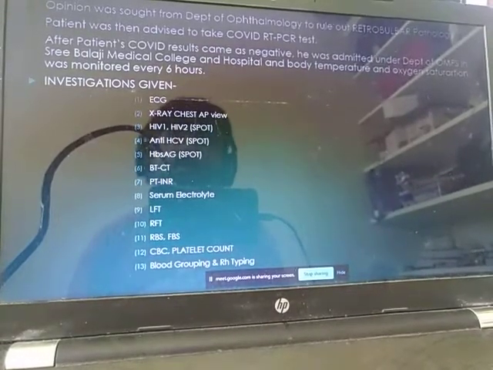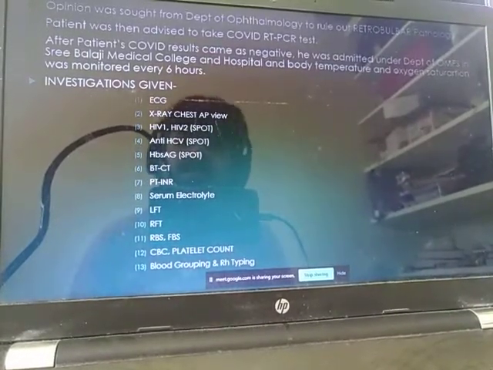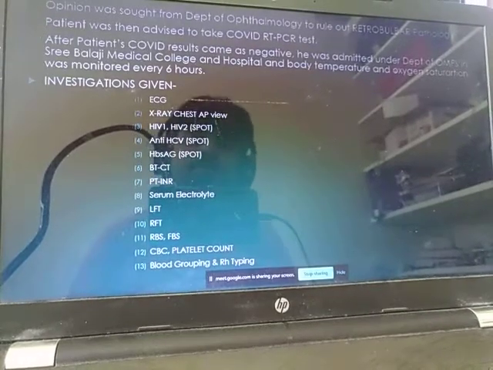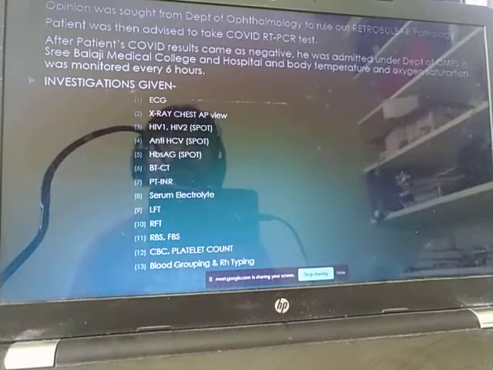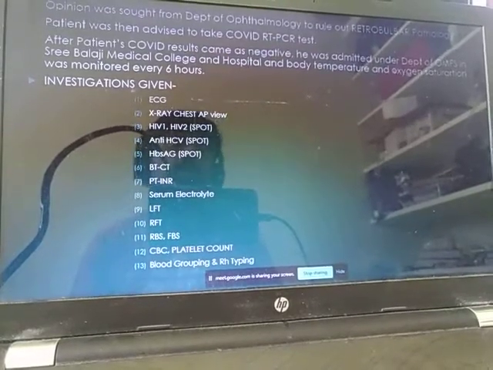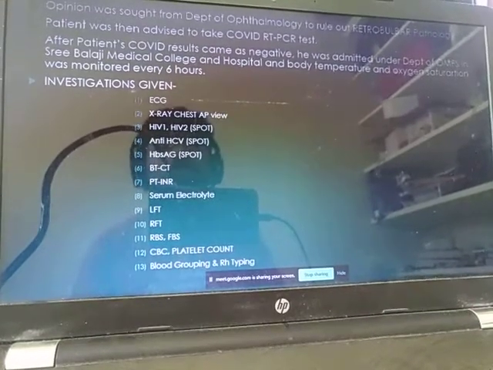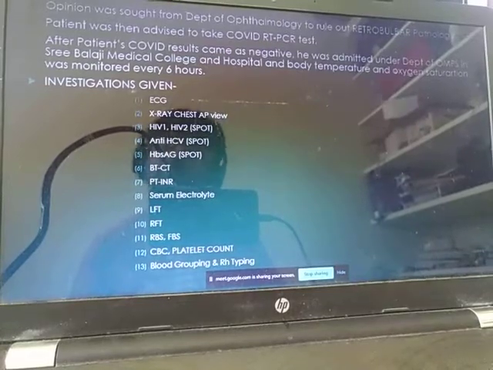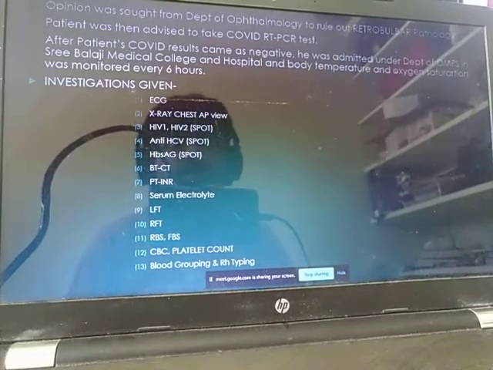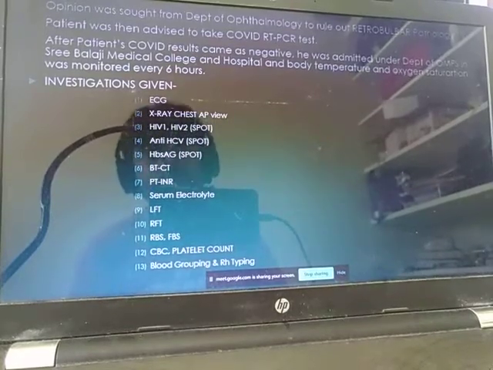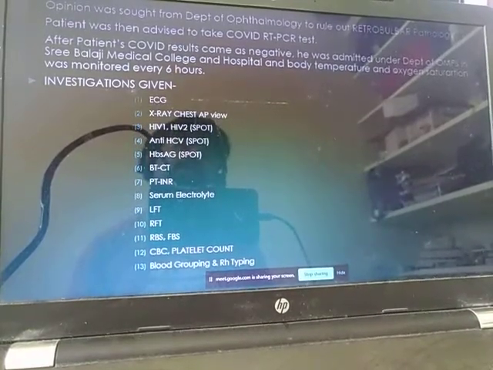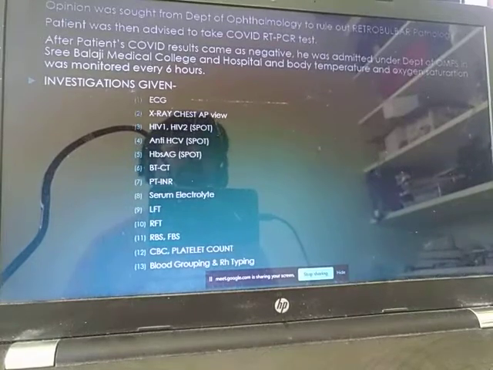So the patient was advised to take a COVID RT-PCR test, and after the result came as negative, he was admitted under the Department of OMFS in Sri Balaji Medical College and Hospital. The body temperature and oxygen saturation were monitored every 6 hours, because we know that even though RT-PCR has ruled out COVID, it is not always very accurate. So the patient was monitored for any signs of COVID infection every 6 hours.